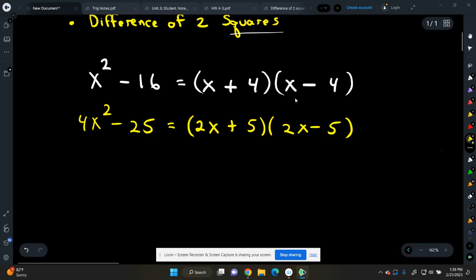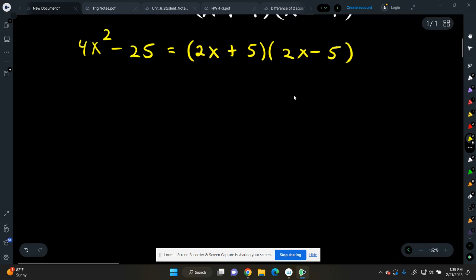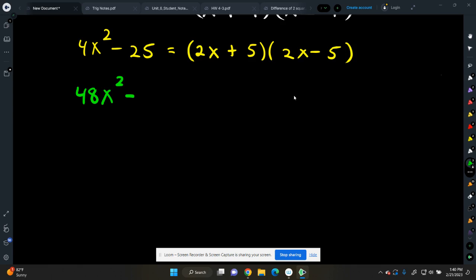Not all of it. Sometimes we do have to factor out a greatest common factor. For instance, let's do 48x squared minus, gotta think, 27. So the first reminder to me about the greatest common factor is that when I look at 48 and 27, they are not perfect squares.